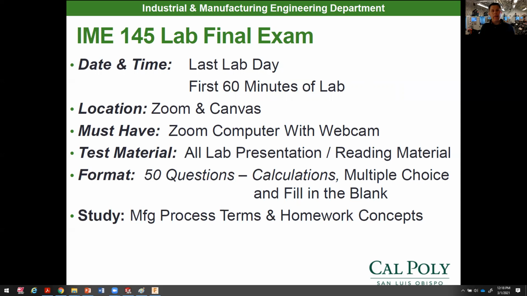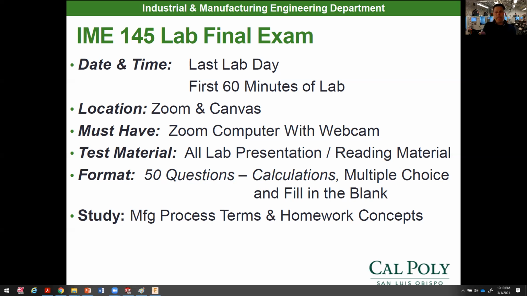Now, if you have DRC permissions to go ahead and get test time added to your test, please contact your lab instructor at least 3 days before the final exam is given, and we can go ahead and add that time on Canvas for you for your DRC time extensions. Now, you have to have your Zoom logged in with the webcam in order to take this exam.